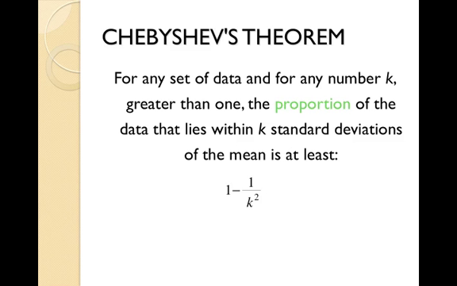For any set of data, doesn't matter what shape it is at all, and for any number k greater than 1, so it has to be 2, 3, 4, or 5, something bigger, the proportion of data that lies within k standard deviations of the mean, so that many standard deviations above the mean and that many standard deviations below the mean, that proportion is going to be at least 1 minus 1 over k squared.